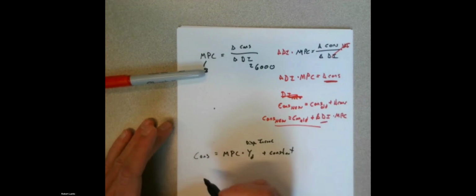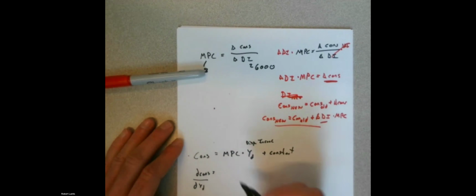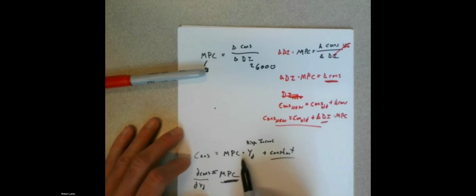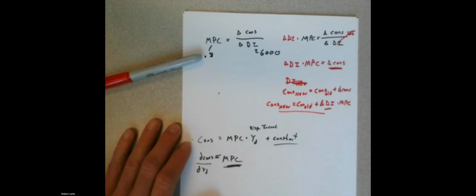Well, if I took a derivative of this, I'd have the change in consumption from a change in disposable income. The derivative of a constant is nothing. The derivative with respect to disposable income, that change in consumption from a change in disposable income, would just be whatever my marginal propensity to consume is. Okay.